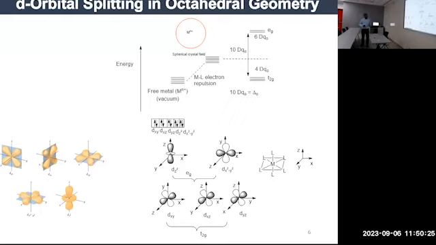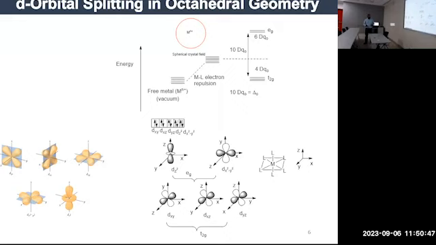Now when you apply this octahedral field, ligands approach, 4 ligands from the equatorial plane, 2 ligands from the axial plane. So what happens there? The x square minus y square and dz square orbitals are affected more because they are facing the direct approach of the ligand. As a result, the energy will be raised.